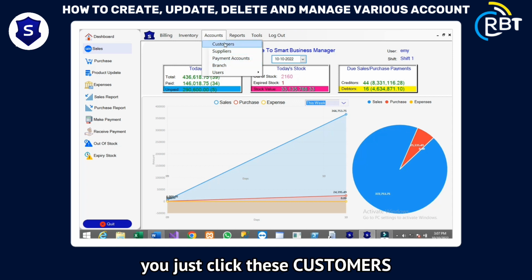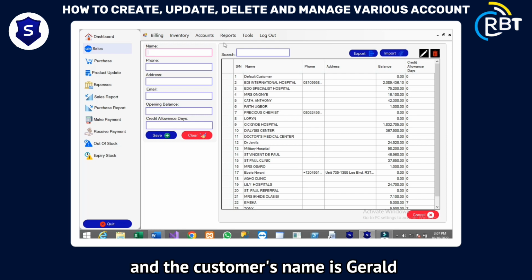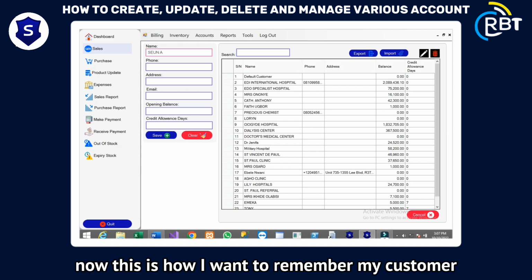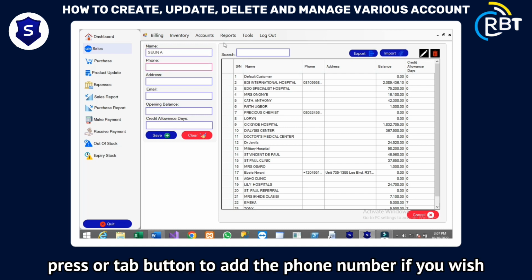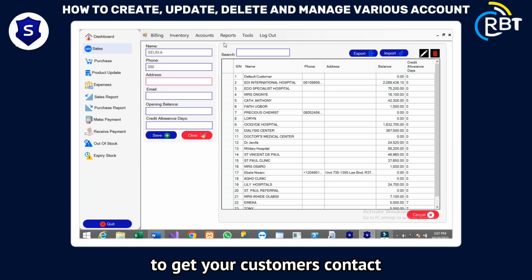To go to customers account, you just click customers. Let's say I want to create a new customer, and the customer's name is Gerard. Let me use Sean as my customer. Sean A, this is how I want to remember my customer. You can press your tab button to add the phone number if you wish. It's very good to get your customers' contact, in case you need to reach out to them to buy more from you. You can put their addresses and their emails.